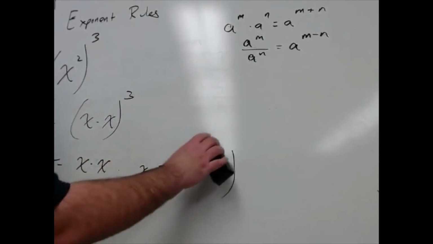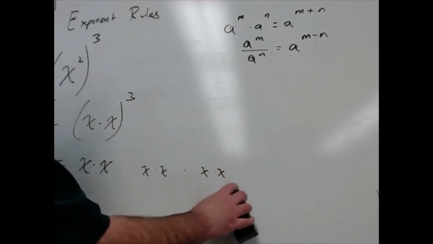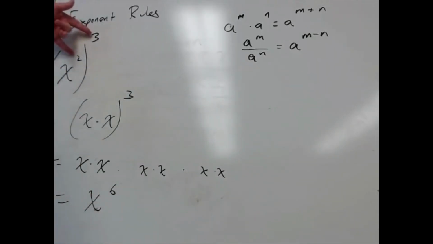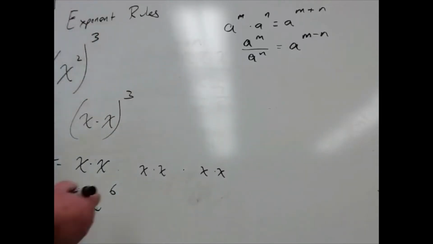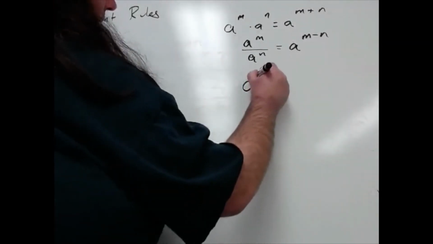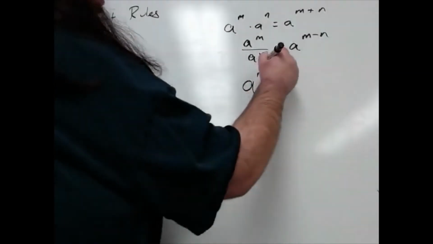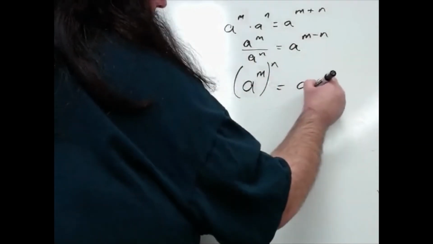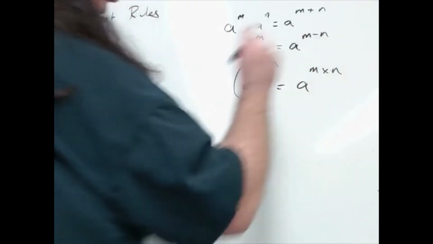When I remove them, it's pretty clear to see that this is just 1, 2, 3, 4, 5, 6 x's multiplied together. So this can be written as x to the 6. And if I look at the original, 6 is really 2 times 3. So that's the next exponent rule. Anytime I have a power raised to an exponent, I can multiply the 2 exponents.